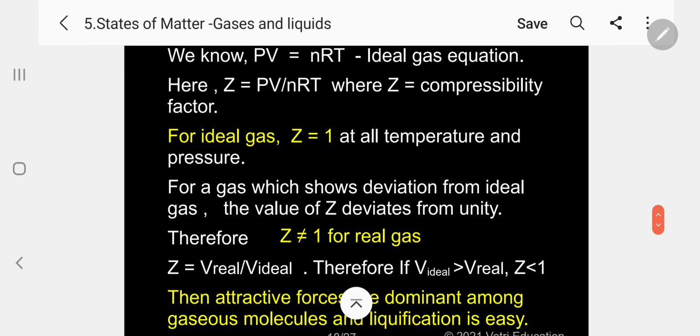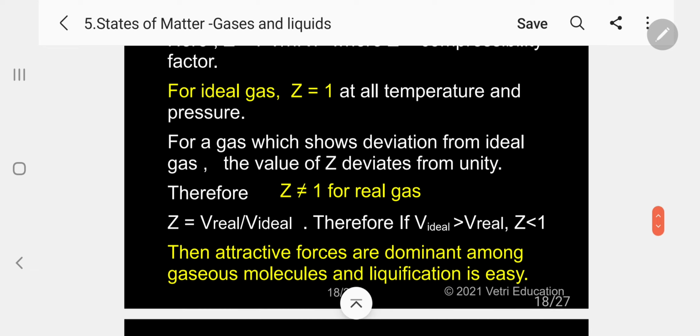Therefore, for a real gas, Z is not equal to 1. That means it may be less than 1 or greater than 1. Z is normally V real by V ideal. Therefore, if V ideal is greater than V real, Z is less than 1. Then the attractive forces dominate.